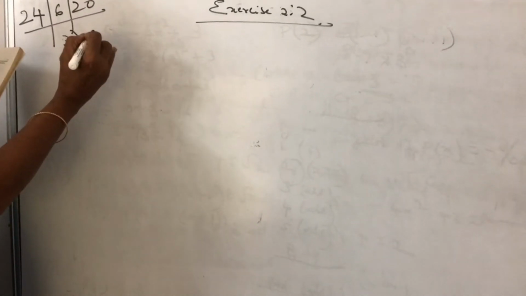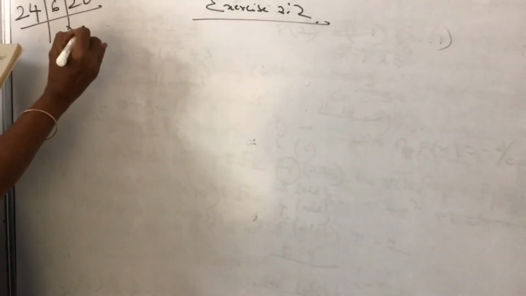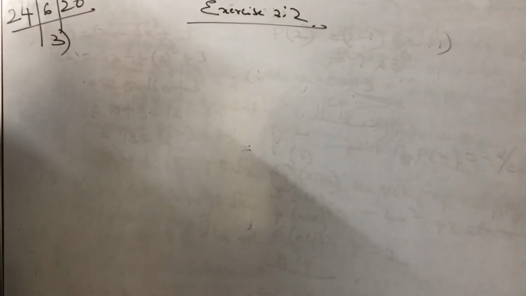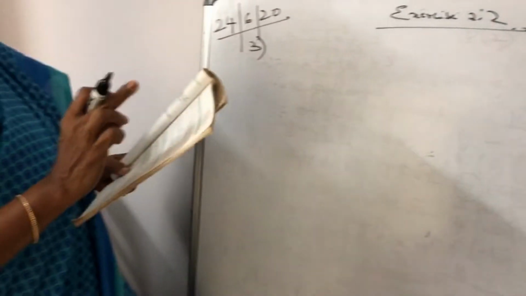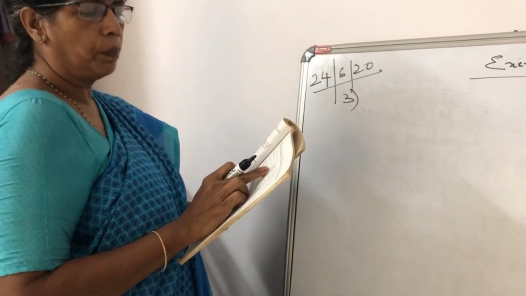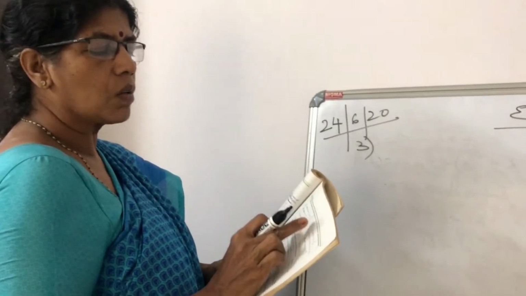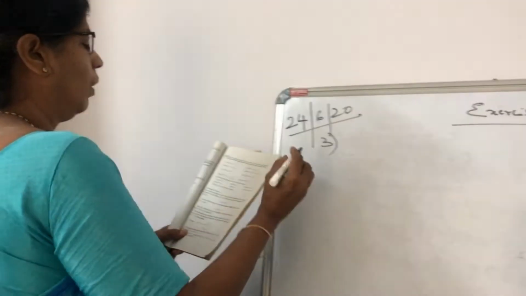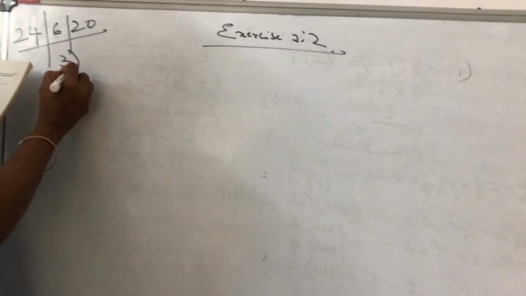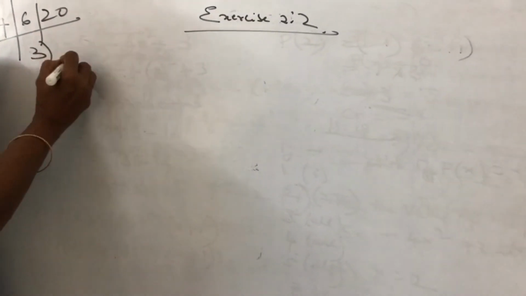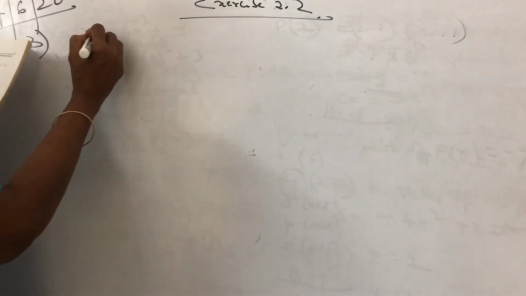Zeros of the polynomial, children: when you substitute the x values, you should get the answer 0. Polynomial is given, x value is given. If these values give 0, they are the zeros of the polynomial. We are going to do question number 3, children. We are going to do the first bit.